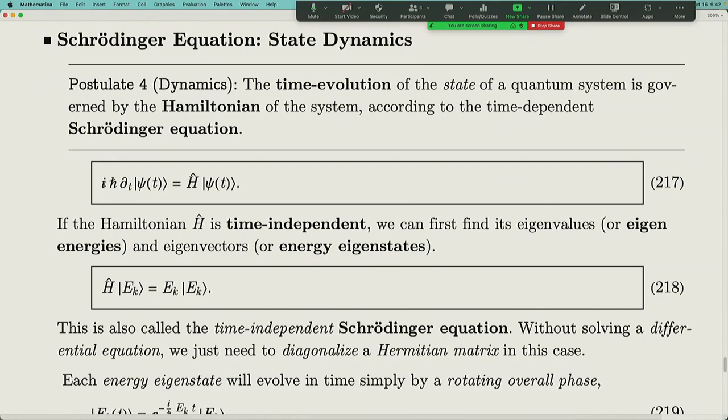So the first 3 postulates talk about states, observables, and measurement. And the last one is about dynamics. It's about how the system will evolve in time, how the state will evolve in time. So again, states are still described by a vector, and the time evolution of the state of a quantum system is governed by another Hermitian operator, called the Hamiltonian of the system, and then the evolution happens according to the time-dependent Schrödinger equation, which is written down there. Okay, so that's the final principle.